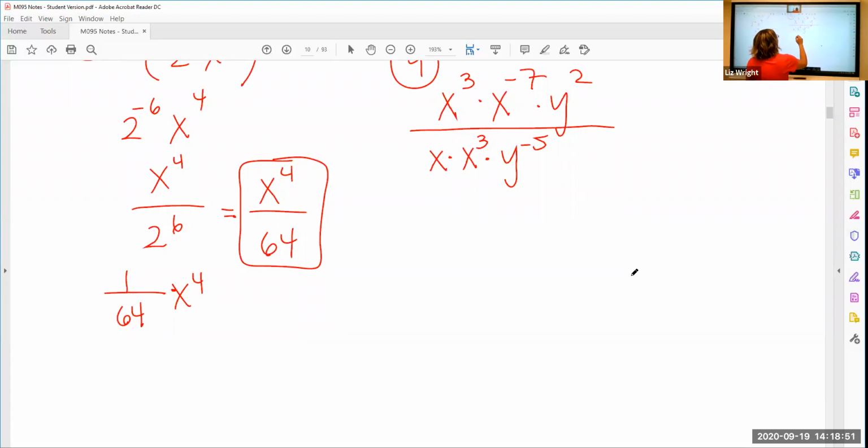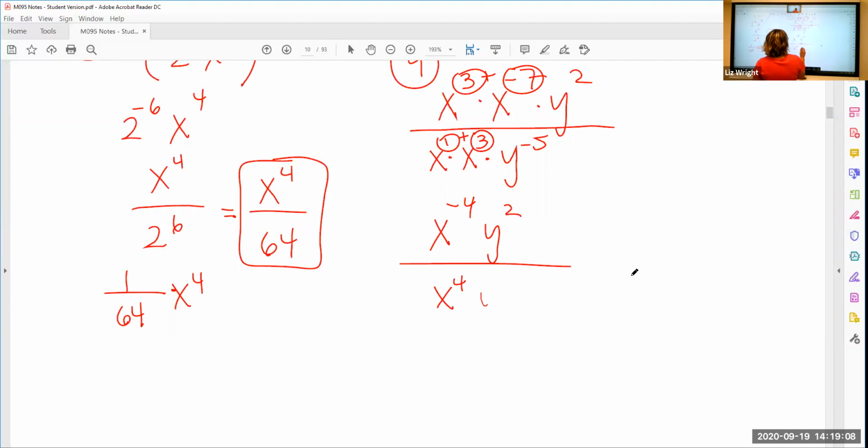So for me, I'm going to go ahead and combine the x's up top, and I'm going to say x to the -4th because I'm adding these right here. And then I've got y squared, and in the denominator, I'm adding these right here. So I've got x to the 4th, and then y to the -5th. And at this point, if we want to follow what I did on one of the earlier problems, we can bring everything up.